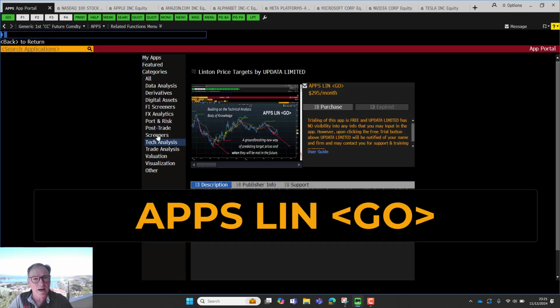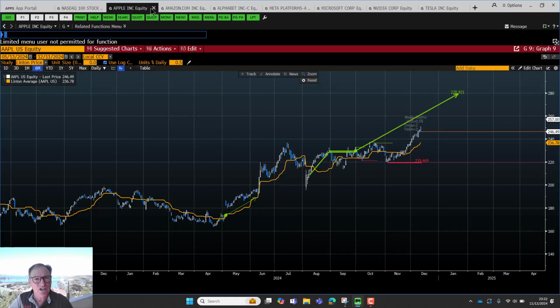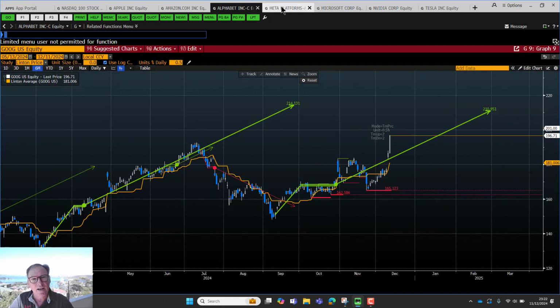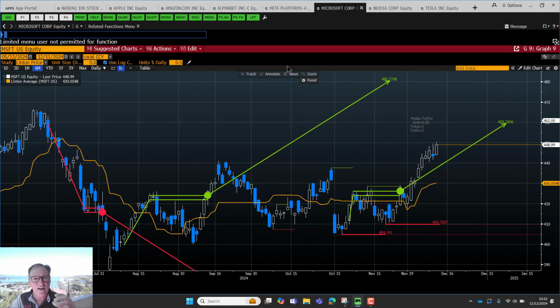Remember, go to the APPS portal, grab the targets, APPS LIN Go, and start playing with them yourself on any chart. It's really quite key, and you can just get a handle on how these buying thrusts are producing the overall potential of the targets.